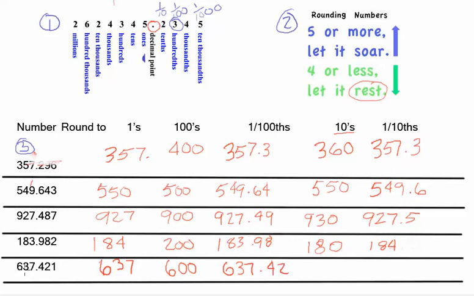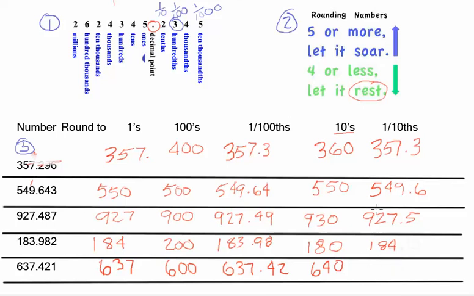Okay, now we're going to the tens. The tens, this is going to be easy again. So we have 637.421, and the tens place is right here. The number next to it is a 7. It's 5 or more, so we're going to let it soar. So that 7 is going to change this 3 into a 4. So our number is going to be 640. And again, let's think about this. 637 is closer to 640 than it is to 630, and that's how we do it.